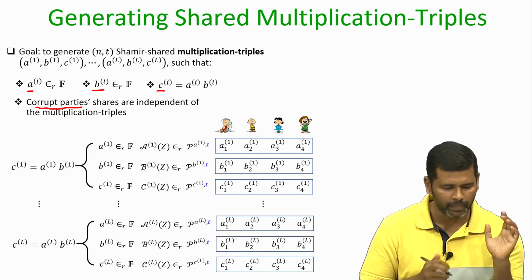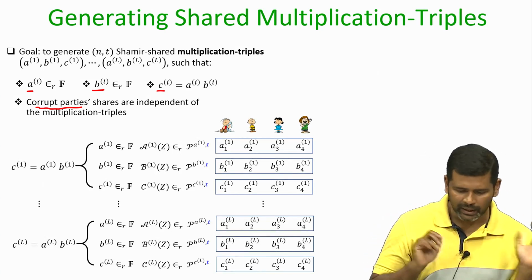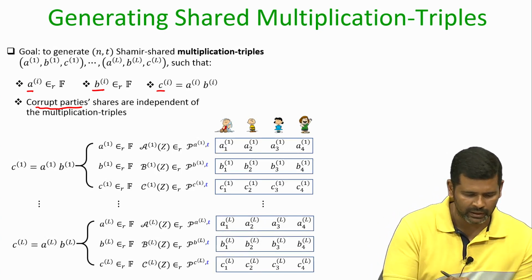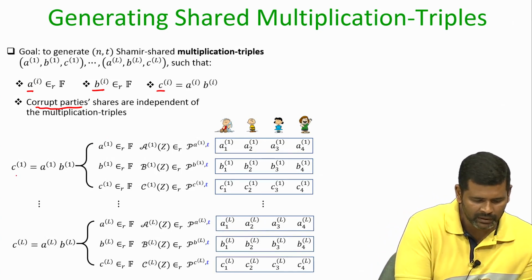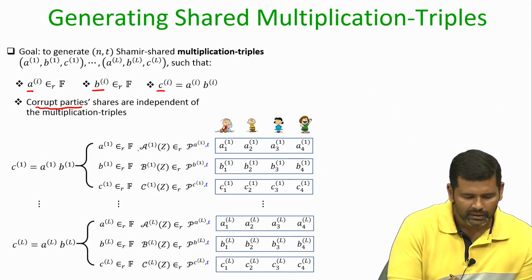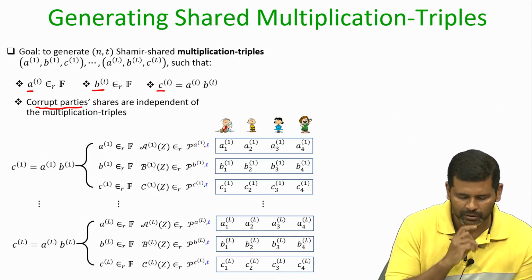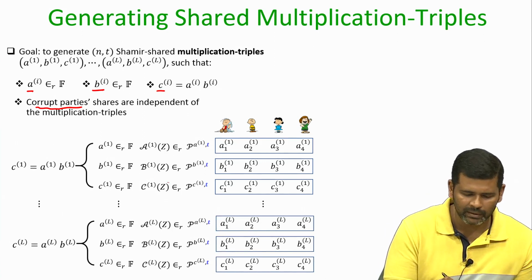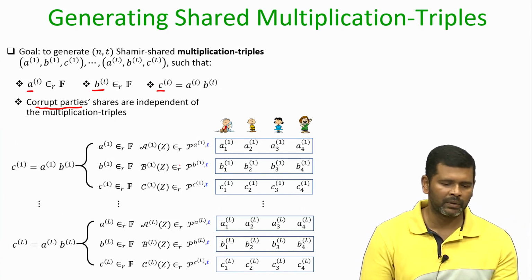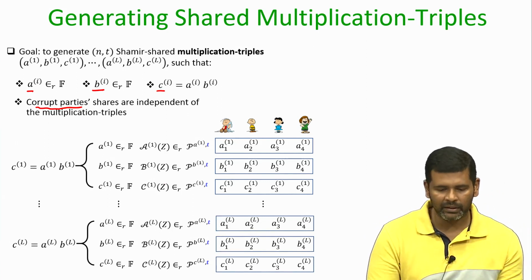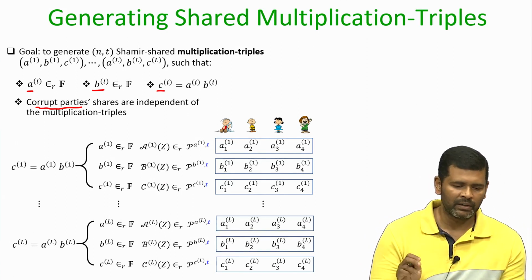So, pictorially, since we want to generate L such multiplication triples, here is what we want to generate. We want to generate one triple A1, B1, C1, where C1 is the product of A1 and B1, A1 being randomly secret shared through a T degree polynomial with parties holding shares of it, B1 being secret shared through a random T degree polynomial, C1 being randomly secret shared through a T degree polynomial, and so on.